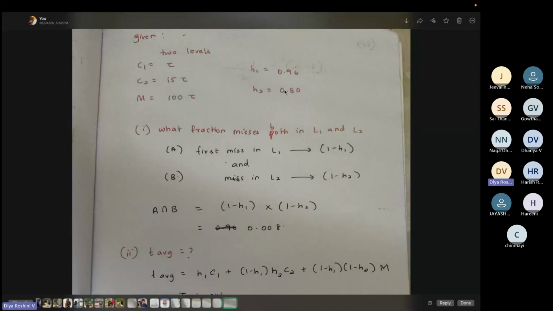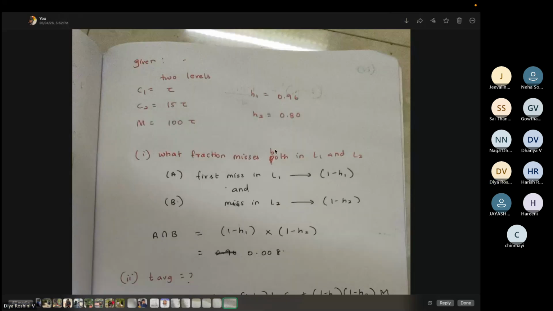1 minus 0.80 is 0.2 and 1 minus 0.96 is 0.04. Okay, maybe do the math, guys. You will get it. Is it clear how this came? 1 minus H1 into 1 minus H2. Is it fine? Okay.